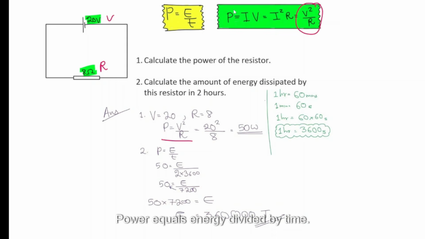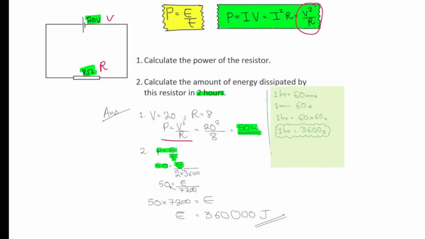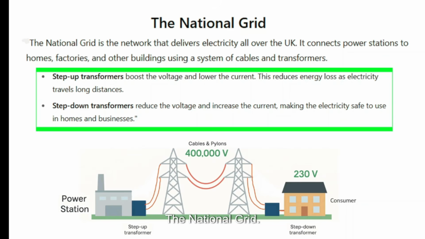Power equals energy divided by time. So the power is 50 watts. I'm going to calculate the energy. Now remember, the time should be in seconds. So I know 1 hour is 60 minutes, 1 minute is 60 seconds. So 60 times 60 gives 3,600 seconds. Now 2 hours is 2 times 3,600 seconds, which is 7,200. And all you do is multiply those 2 together and you get 360,000 joules. That's the answer.